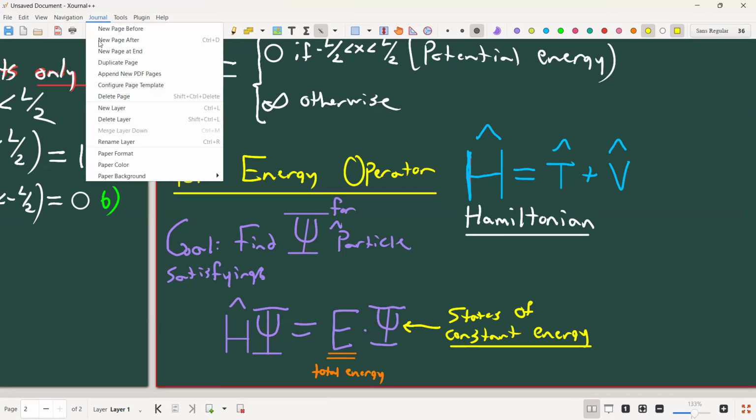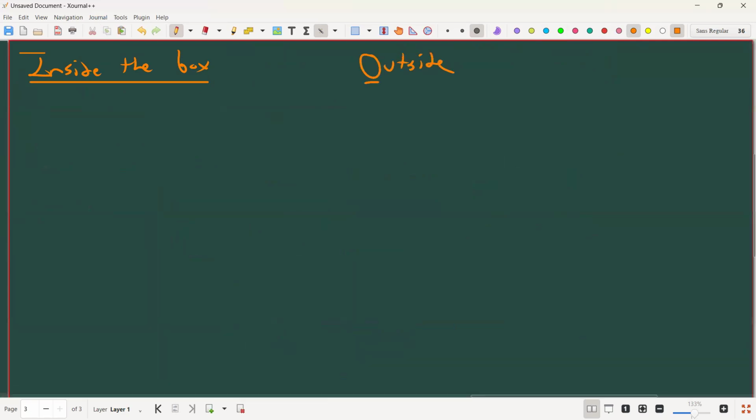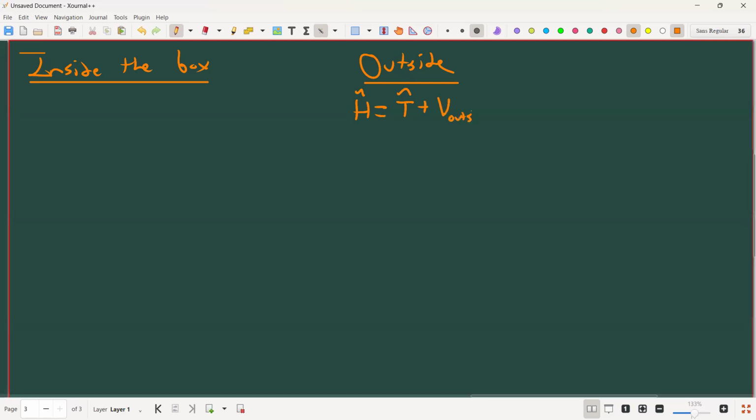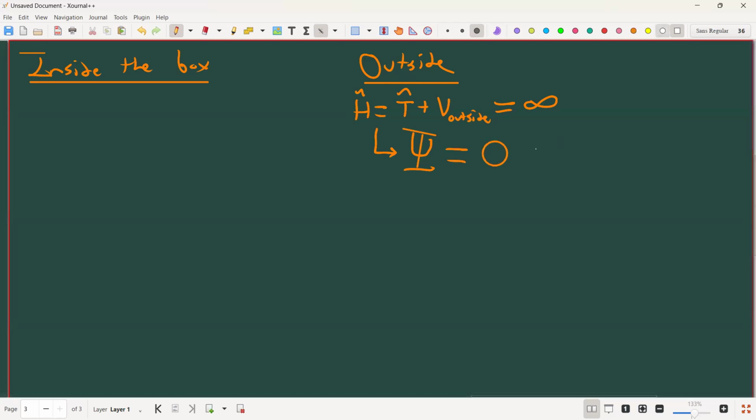Okay, so what does that look like? Right, so our equation, we'll look at the problem inside and outside. I'm just going to do outside right now because it's really easy. So here H is the kinetic energy of the particle plus the potential outside, which is just infinity. It's infinite. The potential energy is infinite, and the only solution for this, the wave functions that satisfy this equation, are just the trivial ones, zero. There's no particle in this region.